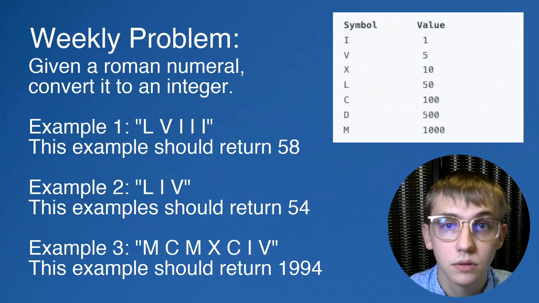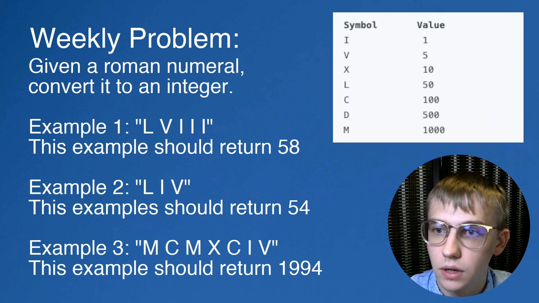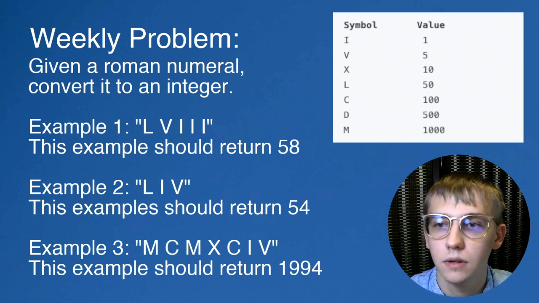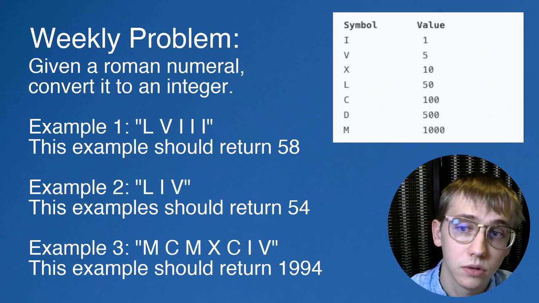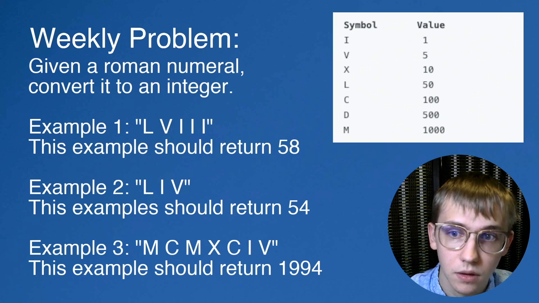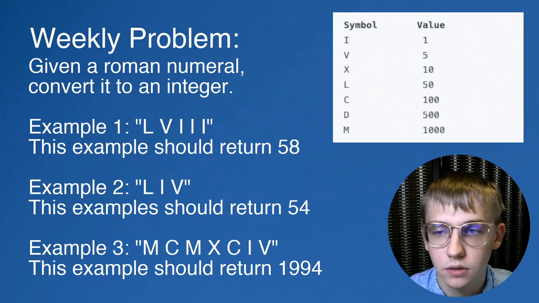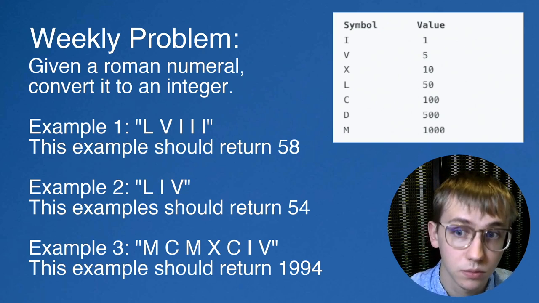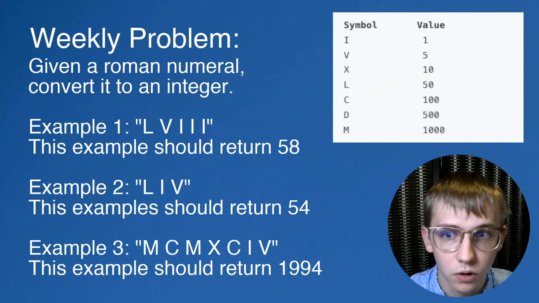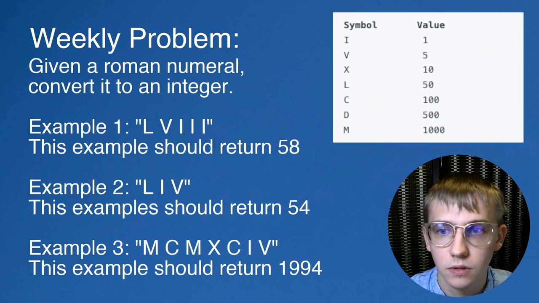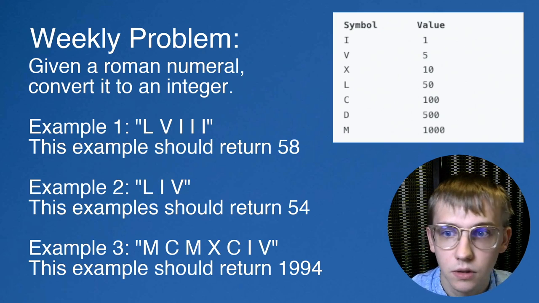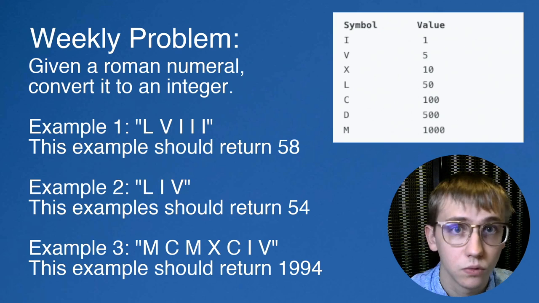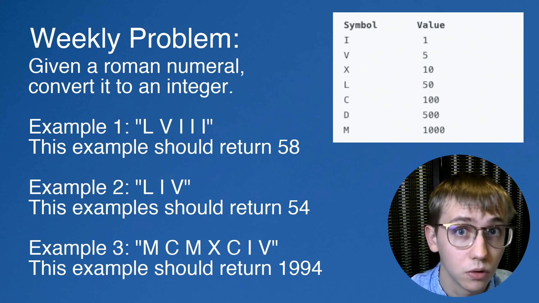This second example is a little trickier. It would be L, I, V. Whenever you have a Roman numeral that's smaller than the next one, you will subtract. So since I is equal to 1, and then V is equal to 5, since 5 is greater than 1, that means we subtract, and this would become 4. So L, which was 50, and then I and V, which become 4, would be 50 plus 4, which means it would be 54.